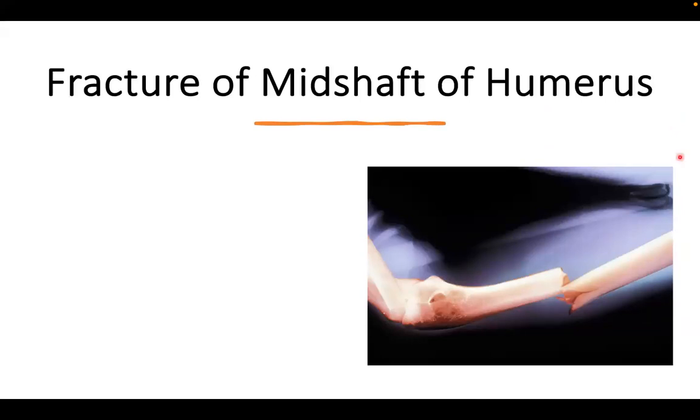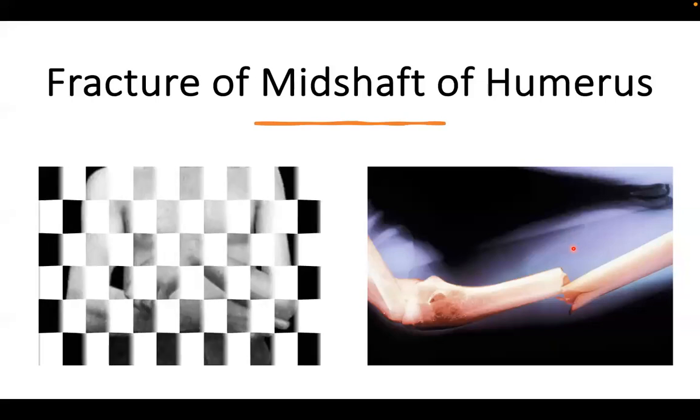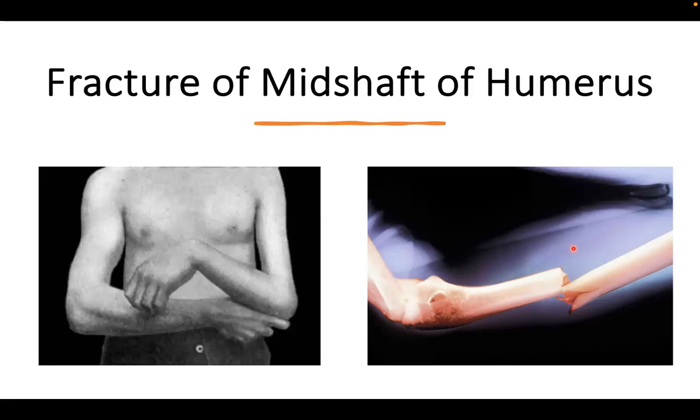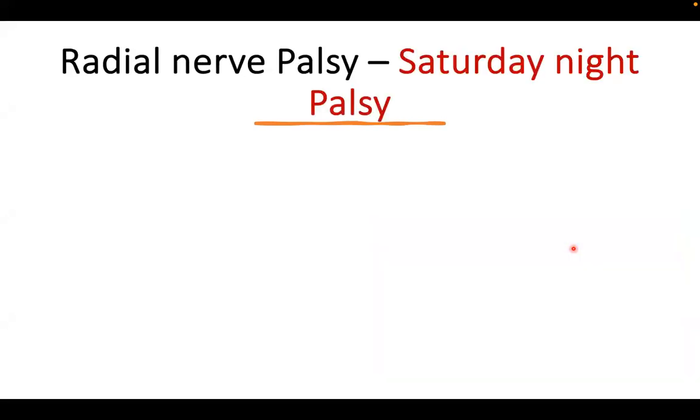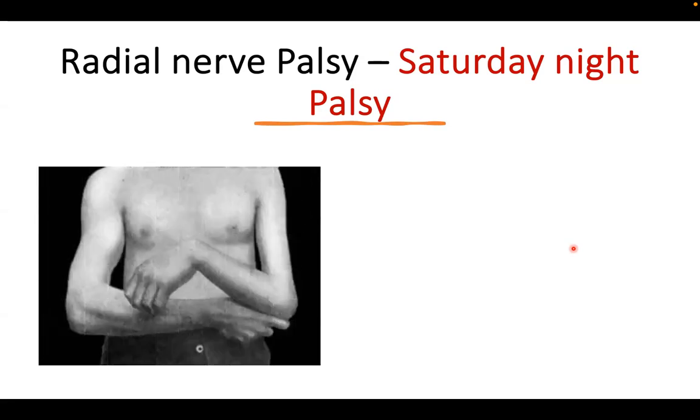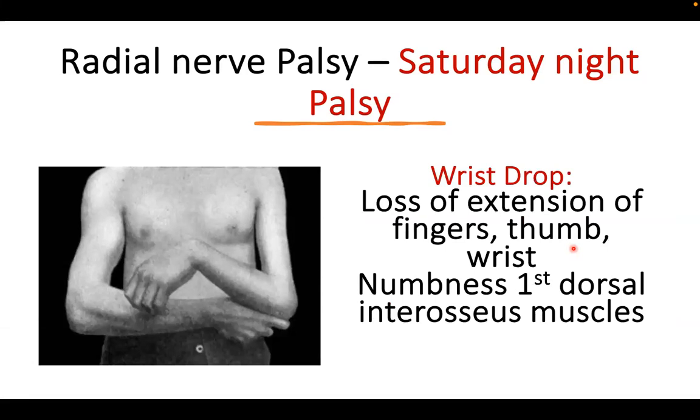Now here, you can directly see a fracture of the midshaft of the humerus. So clinically, yes, you are very correct. This is the wrist drop. Now, what is the description of a radial nerve palsy, which we also call a Saturday night palsy, which is, of course, a wrist drop? What is the description of the extremities?